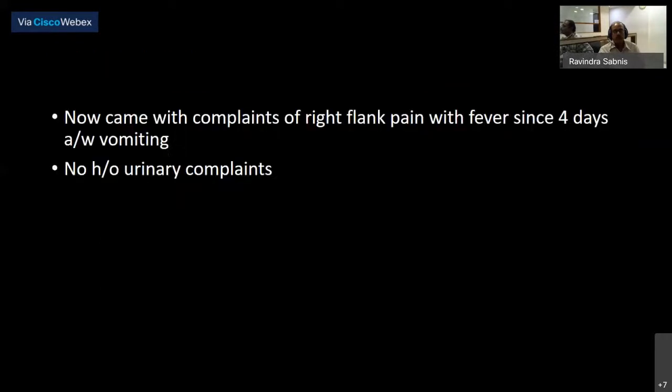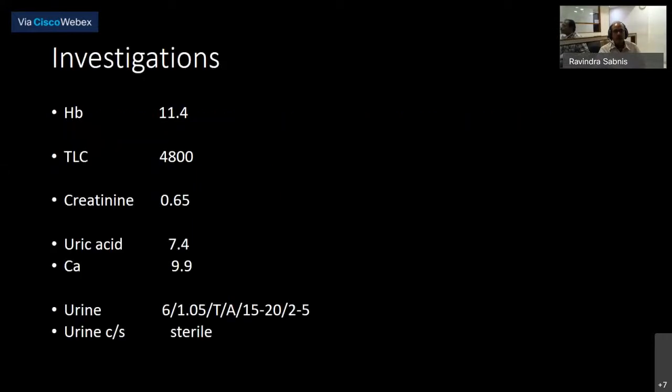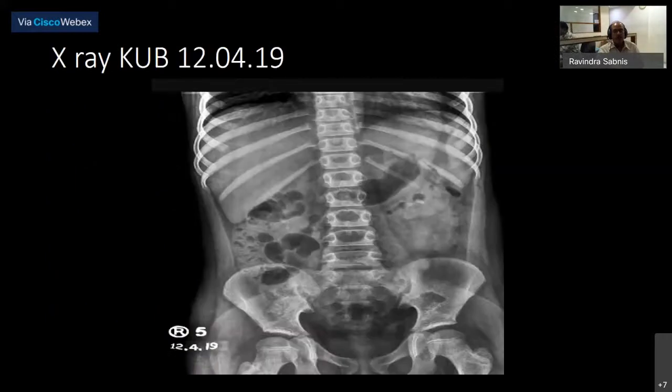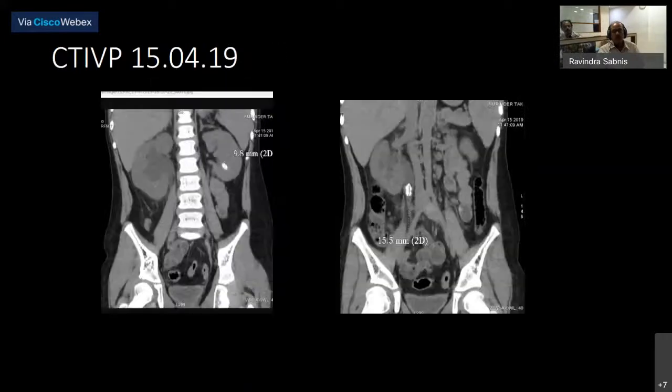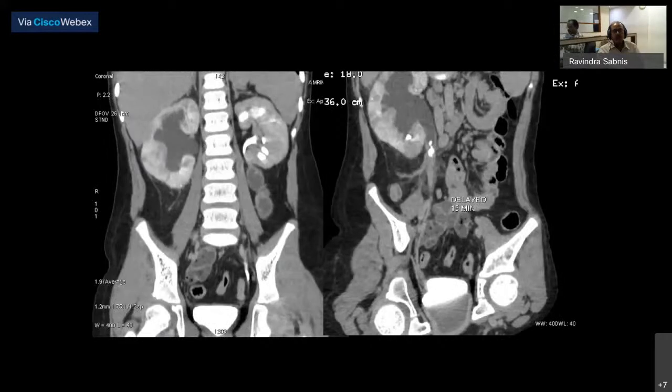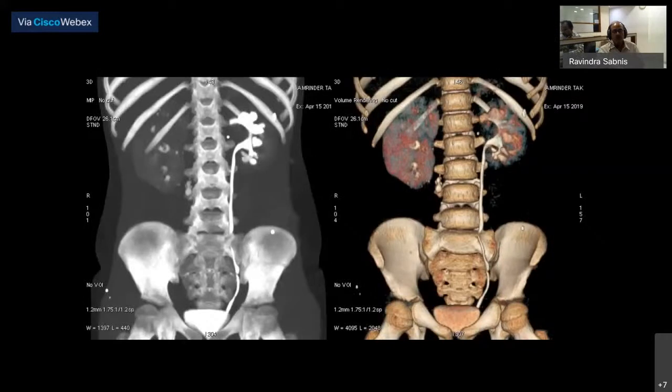He came back in 2019 with flank pain for 4 days, vomiting, and urinary complaints. On investigation, creatinine was all right. His uric acid and calcium were normal. Urine was sterile. Urine was acidic. In 2019, the CT IVP showed a single stone in the upper ureter and a single stone in the left lower calyx, and this was a kidney which was functioning.